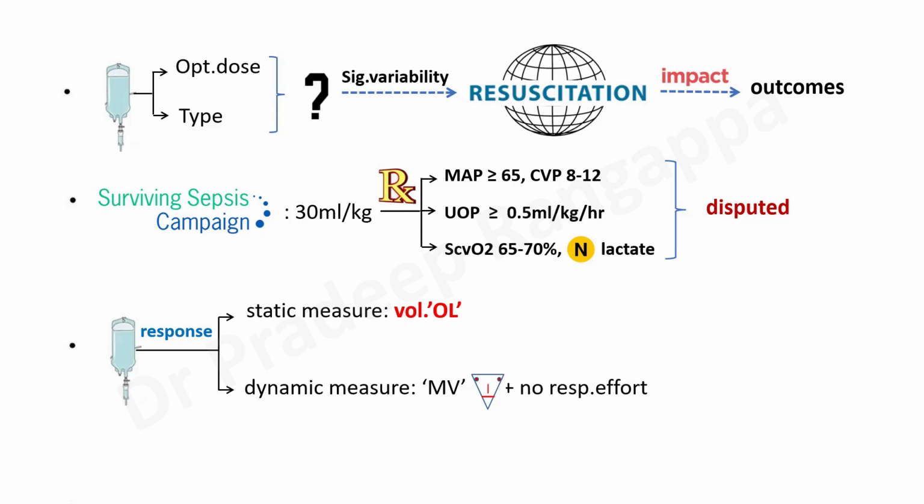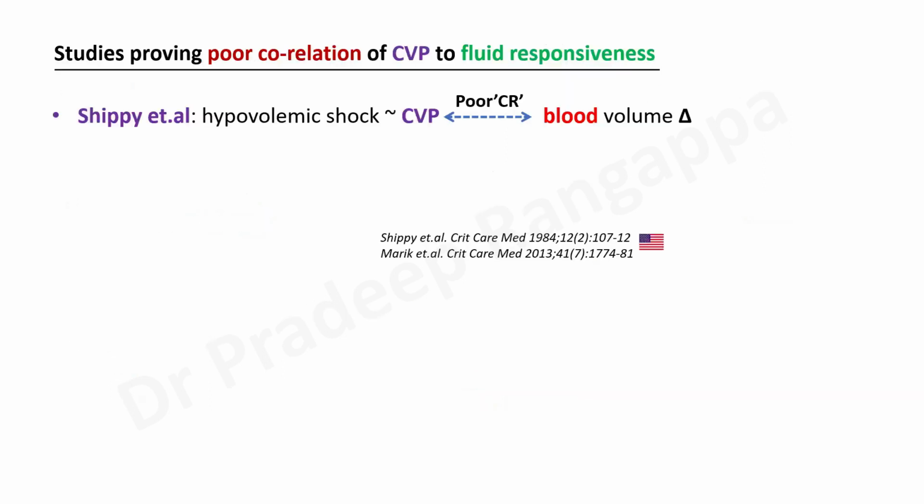But to understand fluid responsiveness, one has to use dynamic measures in patients with mechanical ventilation or in spontaneous breathing patients. Dynamic measures of fluid responsiveness are what we need to ascertain if we have to continue giving fluids. So, can CVP be used? I think it is increasingly recognized that CVP has a very poor correlation to the changes in the blood volume. And this has been shown by this study.